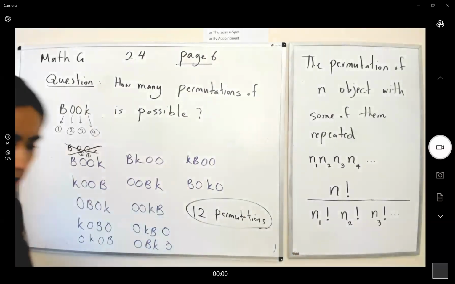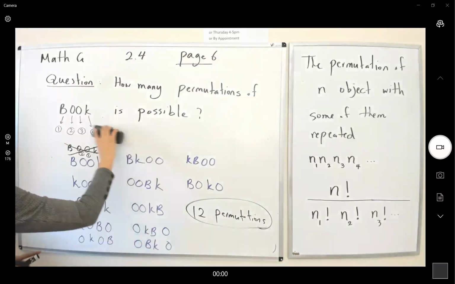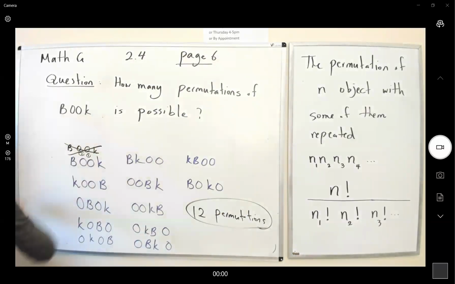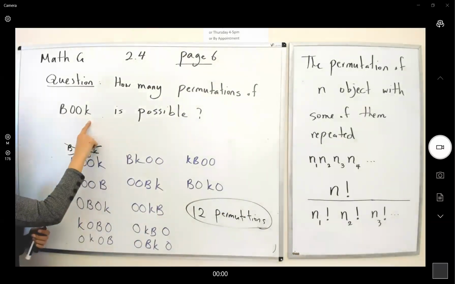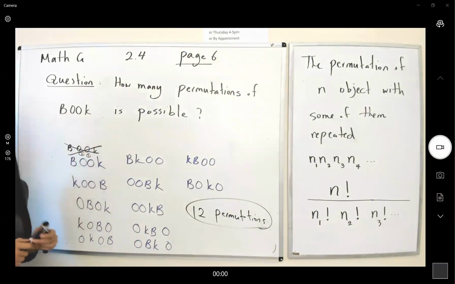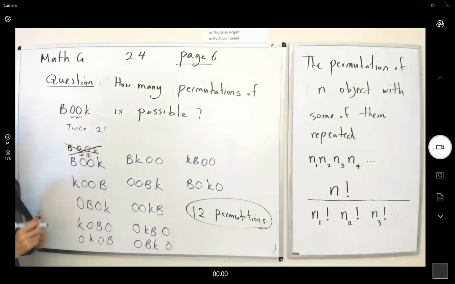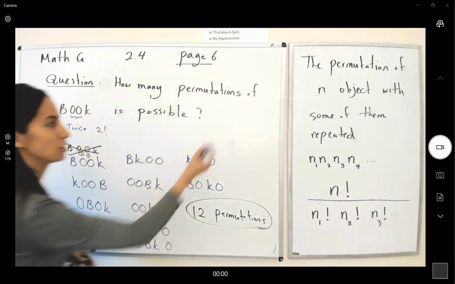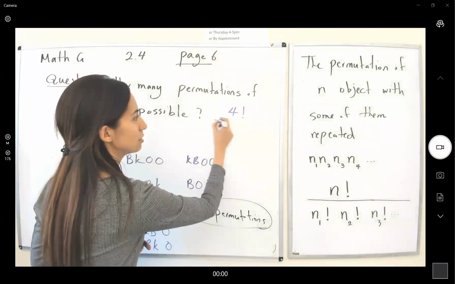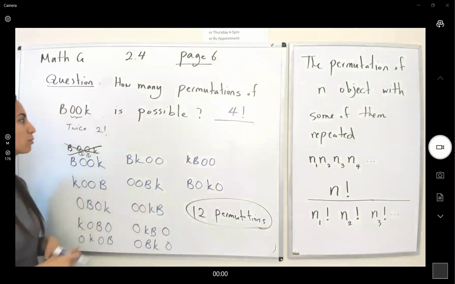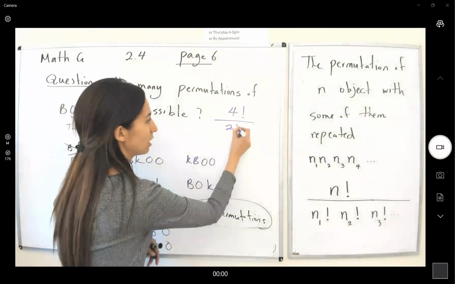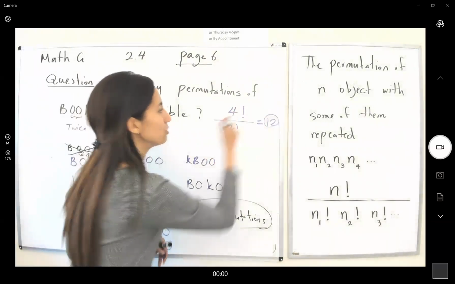In this example, we don't have any repetition for B, we don't have any repetition for K, but we have repetition for O. O is repeated twice. So 2 factorial goes in the denominator. We can write it as 4 factorial, which is n factorial, divided by 2 factorial, and we saw that it is equal to 12.